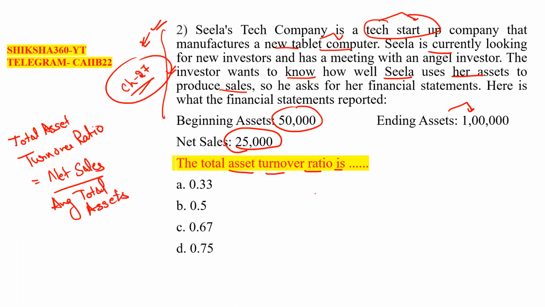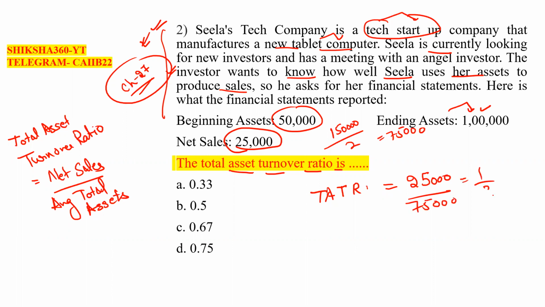Now can anyone tell what total asset turnover ratio is? Net sales here is 25,000. And what is the average total assets? Average of total assets: this one is 50,000, this one is 1 lakh. So 1 lakh 50,000 by 2 is 75,000. So we divide by 75,000.